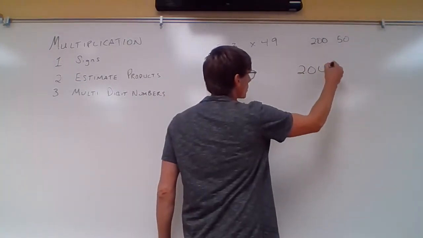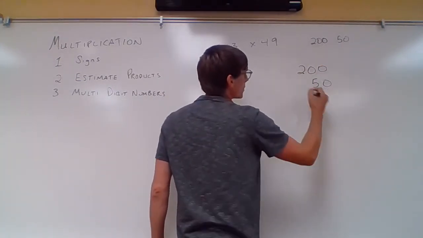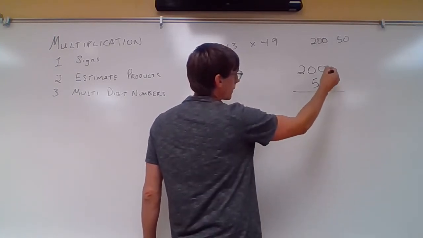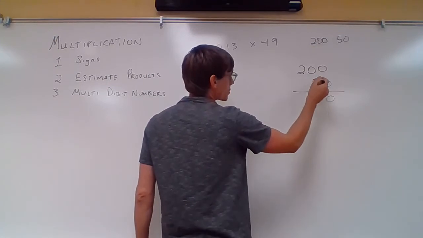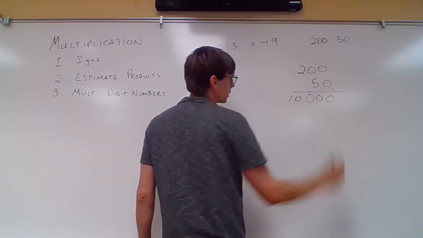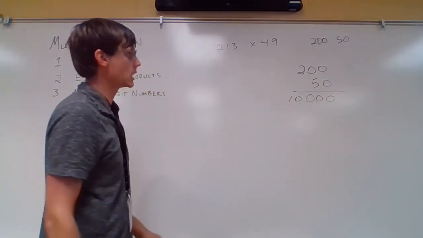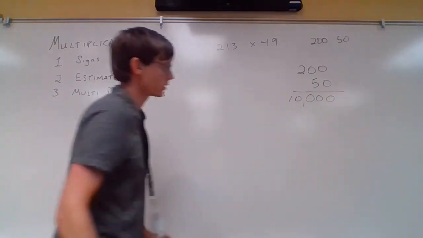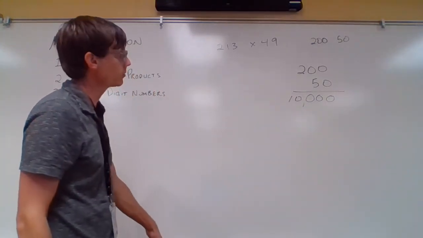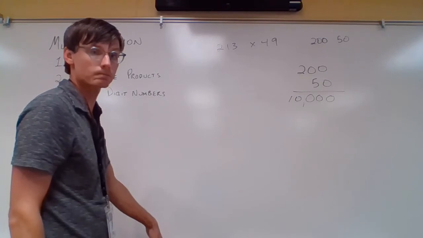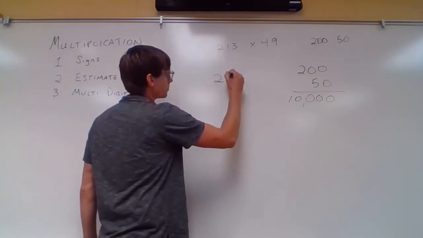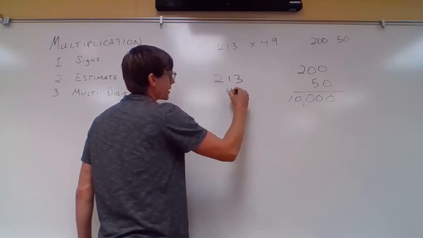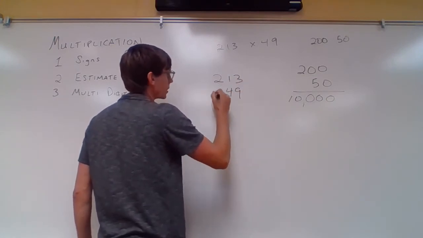So if we write this out in our long form, same thing again. We know we have 3 zeros, 1, 2, 3 zeros. And then let's just multiply these two numbers together. And we're at 10,000. Okay. So it should be around 10,000, give or take. All right. So now let's actually solve this problem. Find our exact answer.